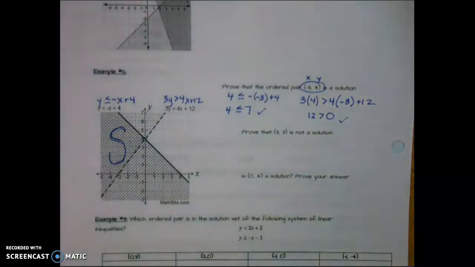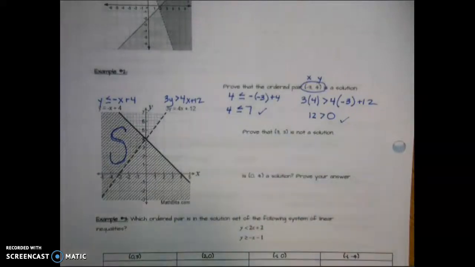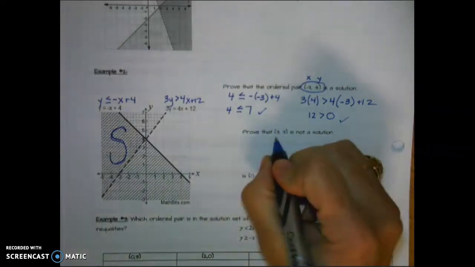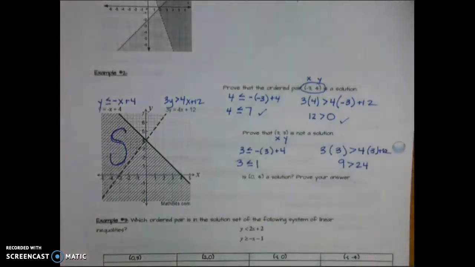Okay, at this point, let's pause, and I want you to prove that 3, 3 is not a solution. So it's not going to be a solution for one of the two inequalities. So you'll plug this in for x and this in for y, and it shouldn't work for one of the inequalities. So I'm going to pause. You should pause too.